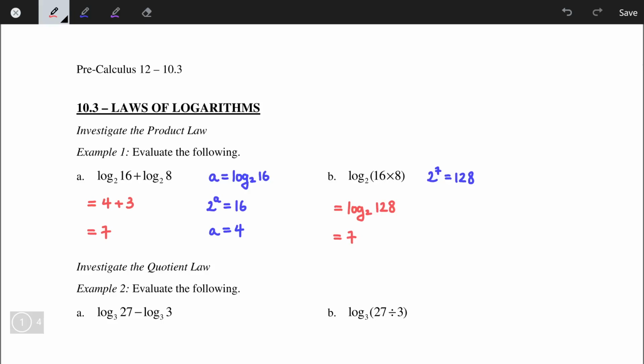So the idea here is that when we are adding two logarithms together, we can instead multiply the arguments together if the bases are the same. So here we have a base of 2. And we can evaluate the logarithms individually, so 4 plus 3. Or we can multiply the arguments of 16 and 8 together and then evaluate in one go.